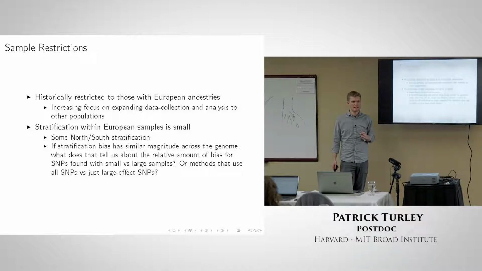It's also true for methods. Some methods just use the genome-wide significant hits, and some methods use SNPs throughout the whole genome. The ones that use the whole genome will likely be a bit more problematic for the same reason, because those SNPs contribute very little in terms of signal, and relatively a lot in terms of bias.